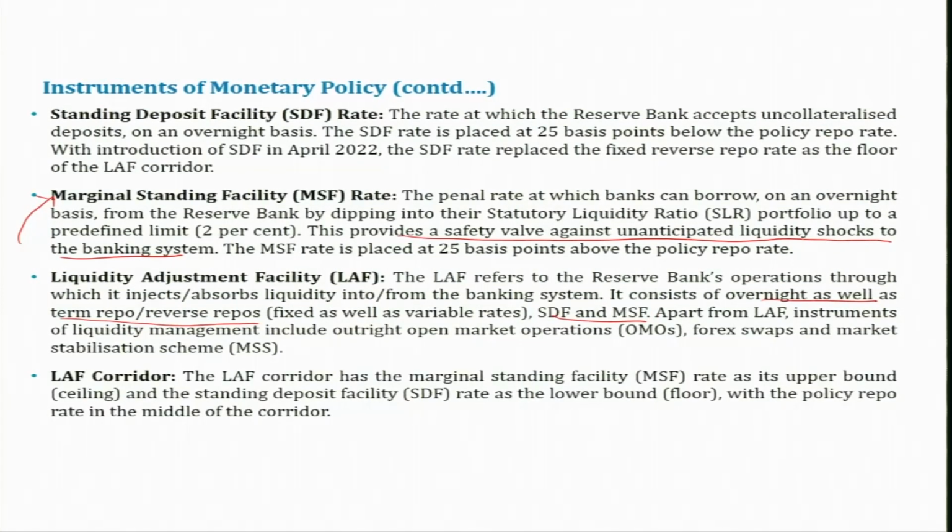LAF corridor has the marginal standing facility rate as its upper bound and standing deposit facility rate as the lower bound, with the policy repo rate in the middle of the corridor. So, I would suggest you visit the RBI website, and there are lots of resources given on the RBI website about this instrument, further clarification about these instruments and how they have been used, etc.